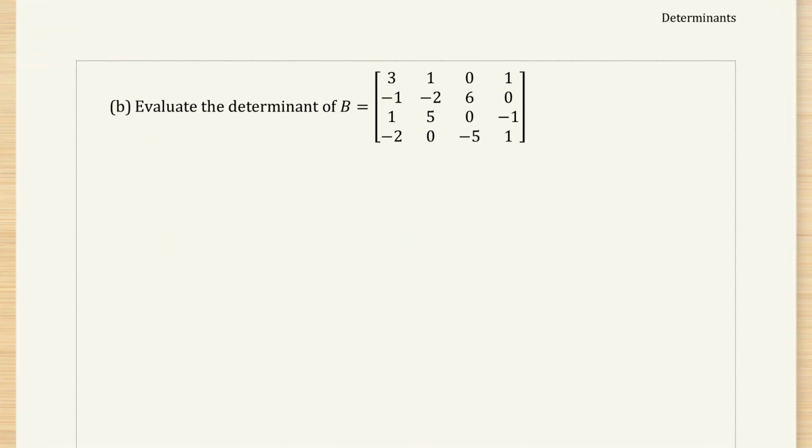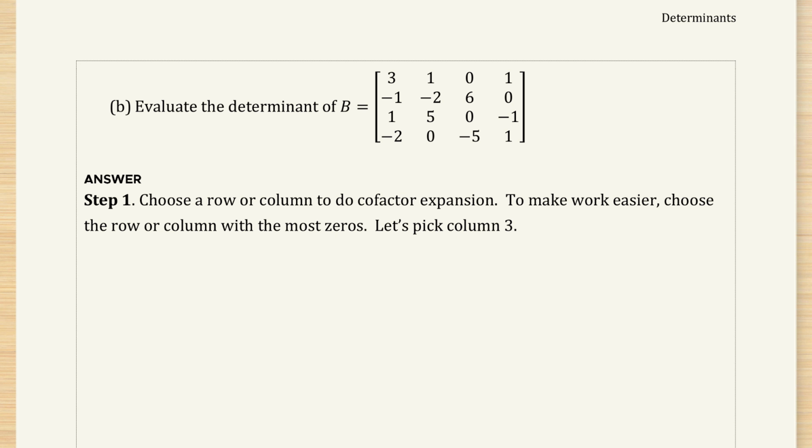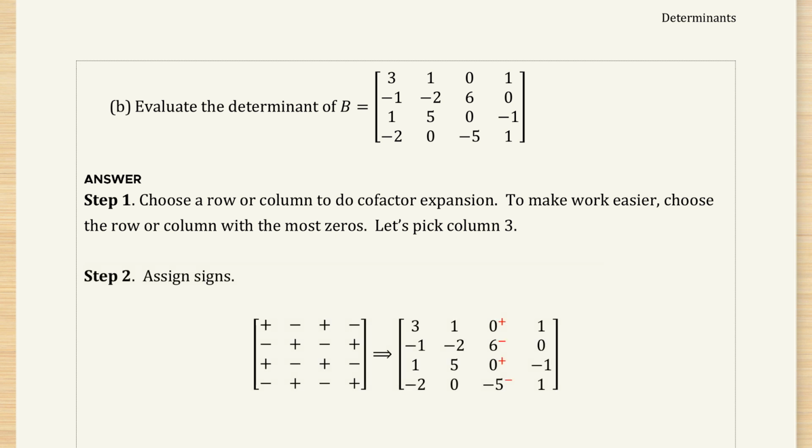Here's a more difficult example. It's a 4x4 matrix for which we want to get the determinant. We follow similar steps as before. Look for a row or column that has the most zeros. Looks like column 3 has the most zeros. And then we assign plus or minus signs, keeping in mind that these signs alternate and the top left corner has to be a plus. Along the third column, we have plus, minus, plus, minus.